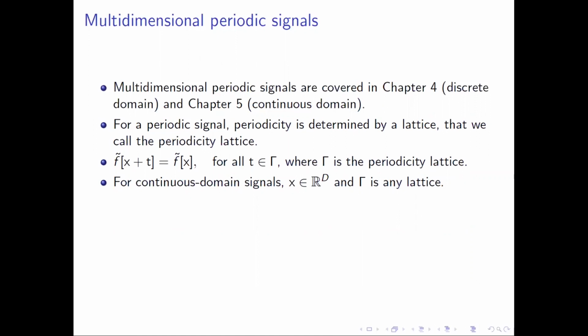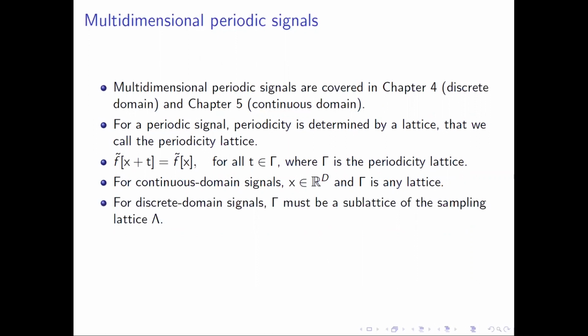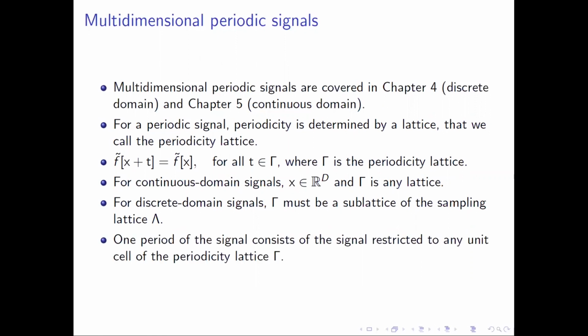In fact, we've already seen that the discrete domain Fourier transform of a signal on a lattice lambda is periodic with periodicity lattice equal to the reciprocal lattice, lambda star. However, for a discrete domain periodic signal, the periodicity lattice must be a sublattice of the sampling lattice. A sublattice is a subset of a lattice that is itself a lattice. Sublattices play a major role in several later chapters as well, so I will say a few words about them here. Any unit cell of the periodicity lattice defines one period of the signal.